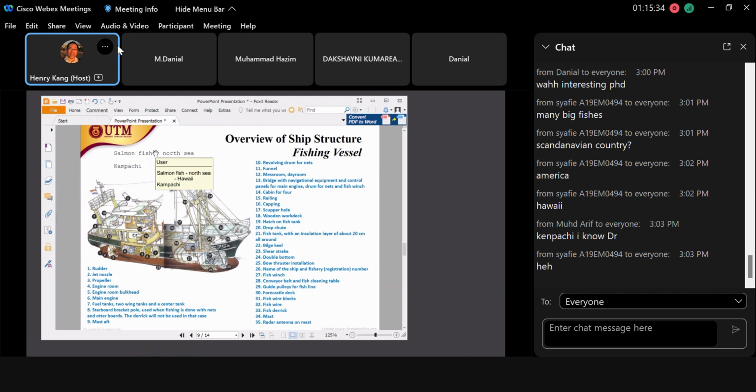So the IKEA is not Norwegian, it's actually this. But anyway, the Norwegian also do fish farming for the salmon fish. Salmon fish can be in such a farming system.